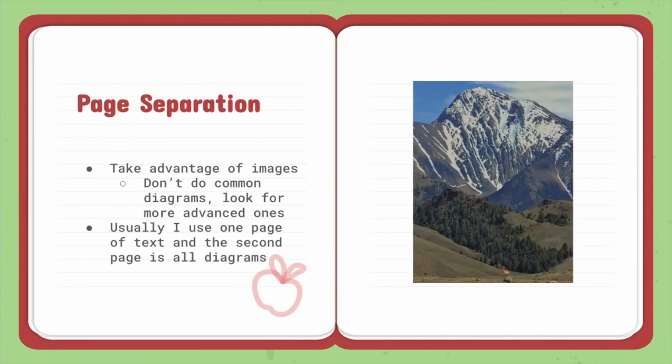And the last part of the cheat sheet structure for this video will be page separation. Please take advantage of images. I'll be talking about that in the next video, but don't look for common diagrams that you can easily memorize, because you don't want to waste space on your cheat sheet. Look for the ones that pop up often, and I'll get to that later. And usually use one page of text and the second page all for diagrams, since diagrams will be more useful than you think.